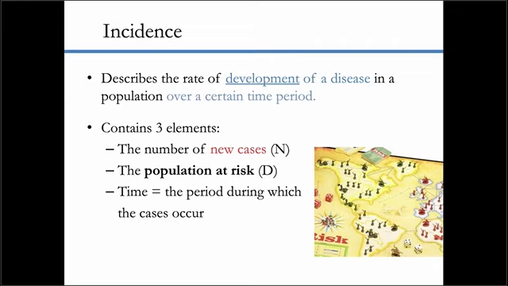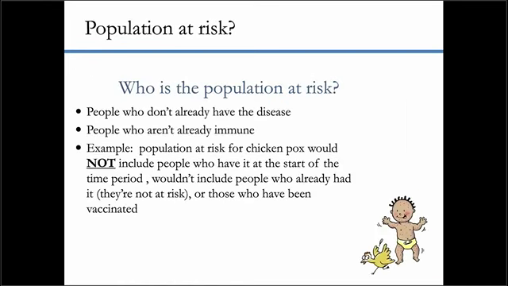So if we look at that denominator for our incidence, and I'll show you the formulas in just a moment, one thing that we have to define for our incidence calculation is who is at risk for the disease that we're doing our calculation for. So essentially, who is our population at risk? What you'll have to think about is that our population at risk, if we're calculating incidence, is people who don't already have the disease, people who aren't already immune to the disease for some reason.